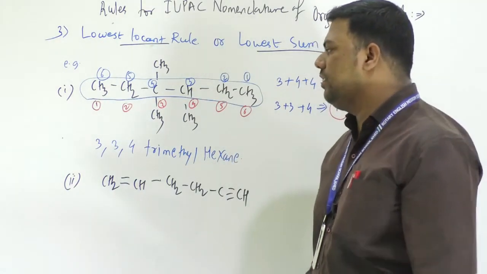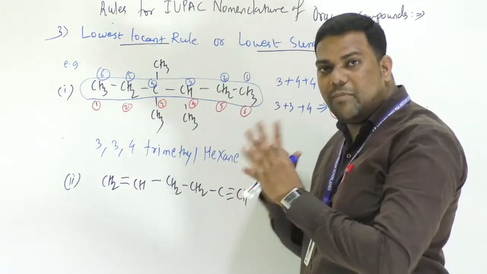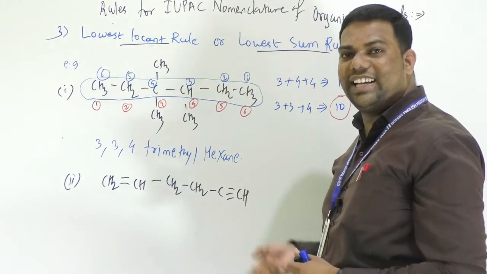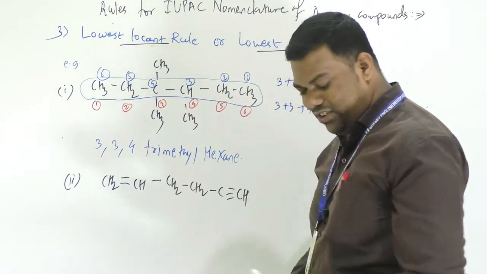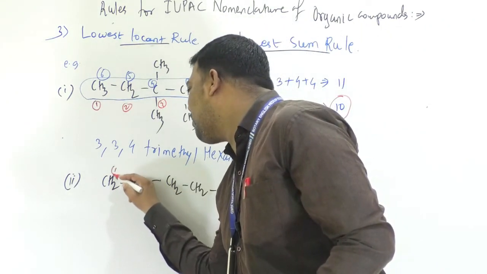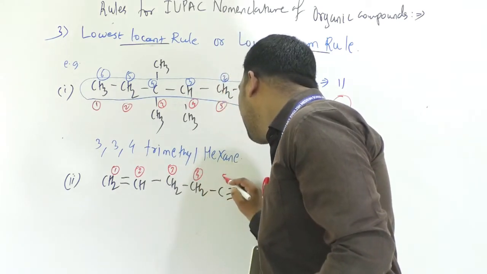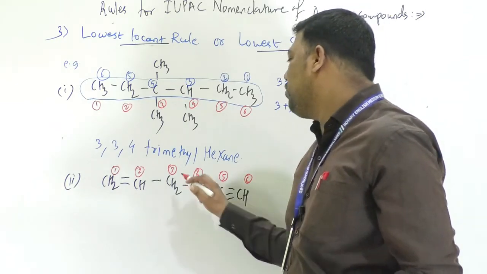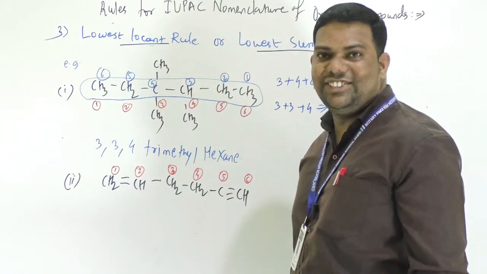In the case of a double and a triple bond, you have to prefer the double bond first, then the triple bond, because alphabetically 'ene' comes first. So you give numbering in this fashion, from this carbon atom 1, 2, 3, 4, 5 and 6. You have to number only the carbon chain.